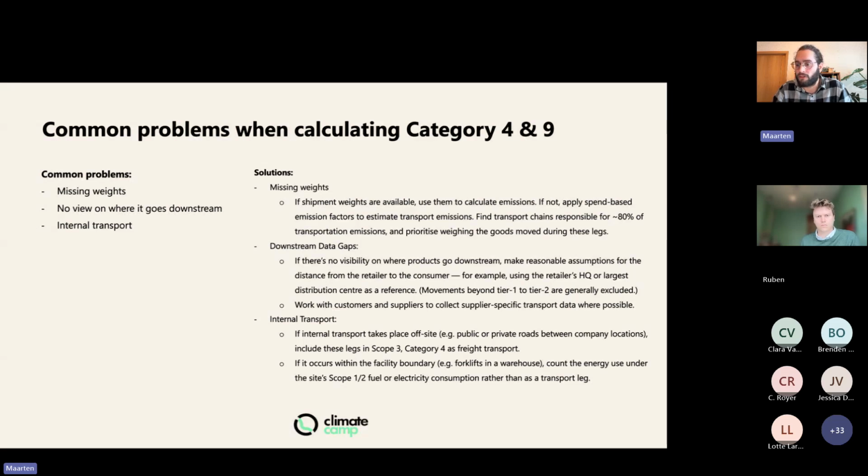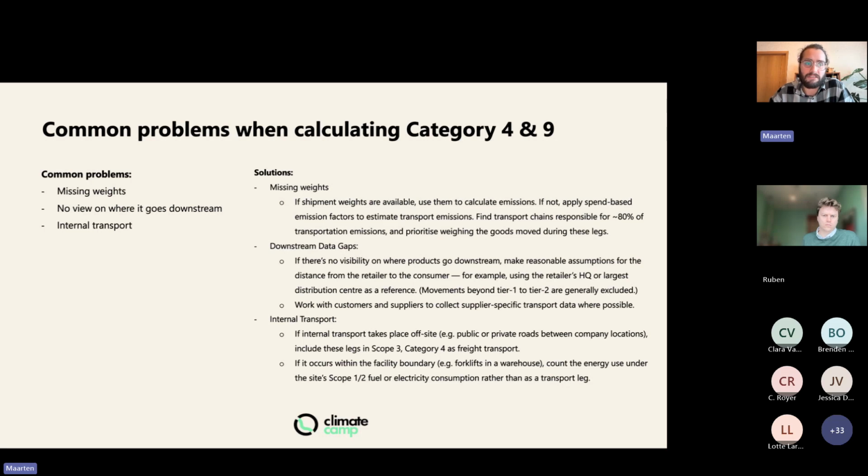Generally, we will not go further than tier 1 to tier 2 for suppliers as well as customers. Obviously, you can work with customers and suppliers to collect supplier-specific transport data. We always talk about using supplier-specific data because it can improve your calculations to a certain amount, but you also need to work with your partners, suppliers, and customers to retrieve this data.